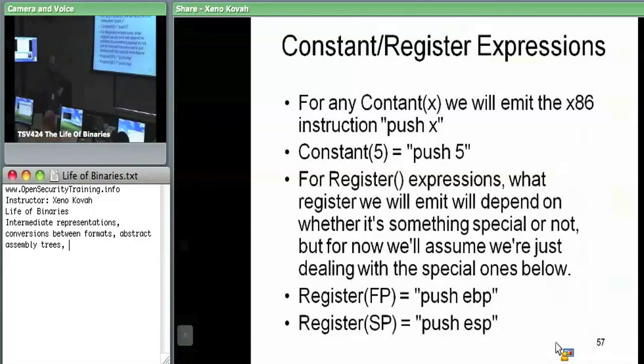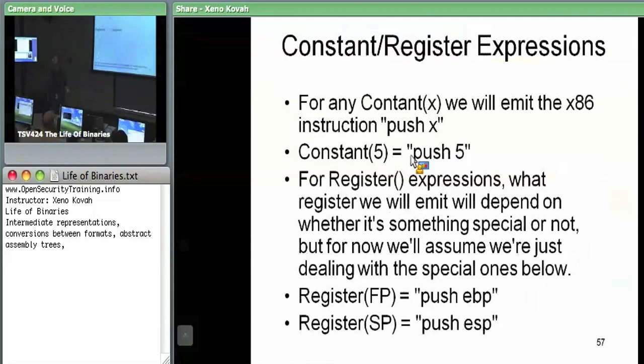So our first rule is that anytime we see constant, we're going to use the x86 assembly instruction push x, where x is that constant. So if we see constant 5, we push 5, right? If we see register, similarly, we would push that register. And in those special cases, we said this frame pointer FP, we know that on x86, EBP is the frame pointer. So we always push EBP when we see register FP. We always push ESP when we see register SP.